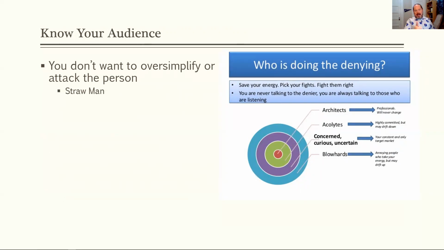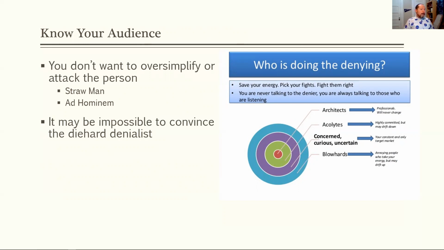So you don't want to engage in the straw man, which is oversimplifying or misrepresenting their points of view. You don't want to engage in the ad hominem attack. I mentioned that already. At the same time, it may be impossible to convince some denialists, especially those who have made a career out of engaging in denialism, or who are deep into the culture of denialism, or it's part of some other prejudice that they have, some racist worldview or something like that.